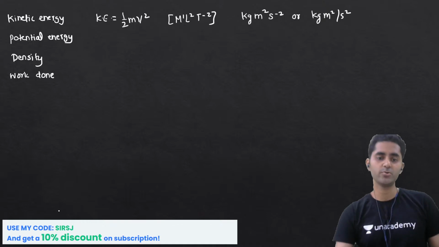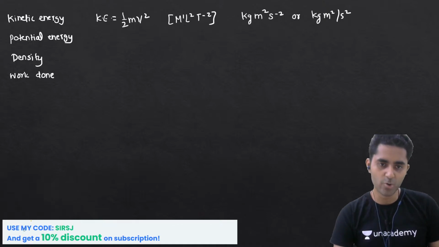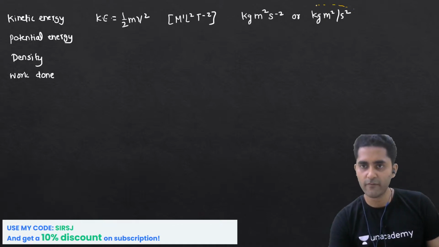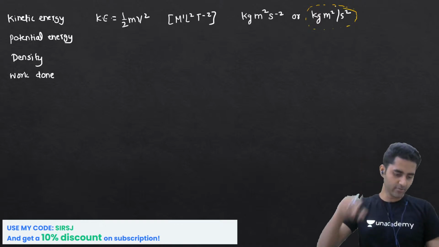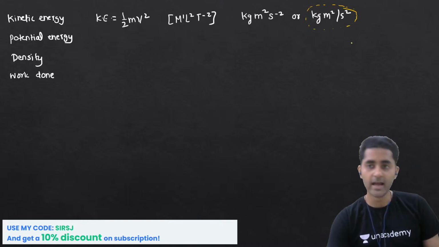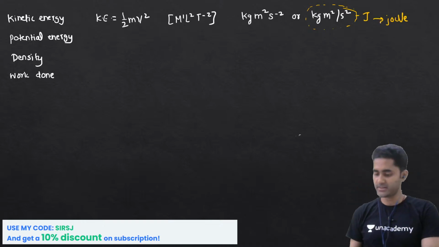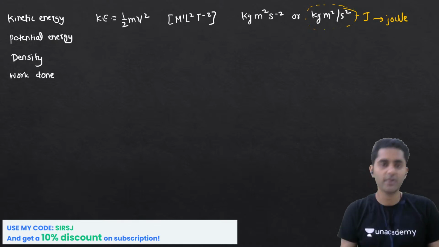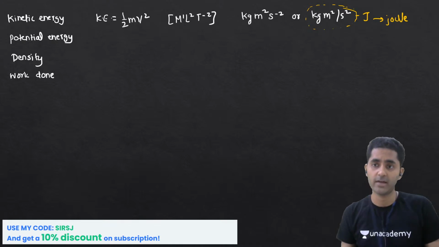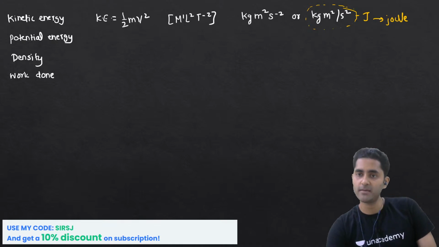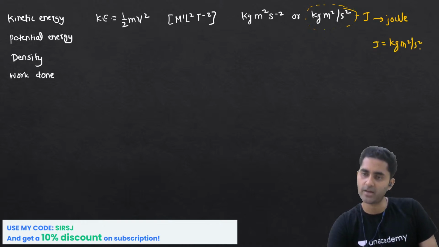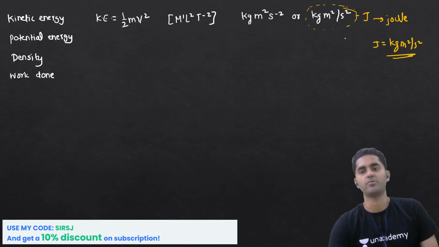Now I'll just tell you, this entire thing that you can see over here, this is the unit of kinetic energy that I told you. But this entire thing is actually called joule, in short. So if someone tells you that the SI unit of kinetic energy is joule, it is correct, because joule is nothing but kg meter square per second square. In short, we call this joule.